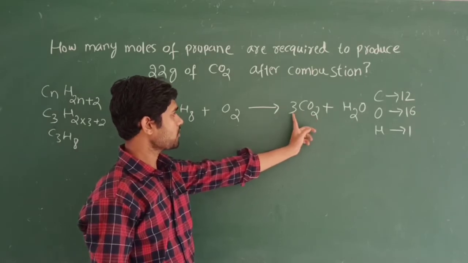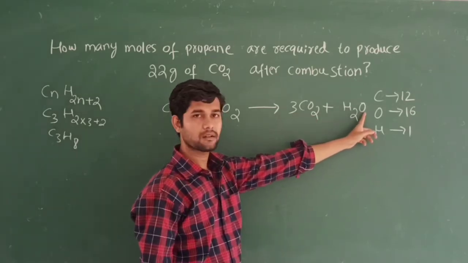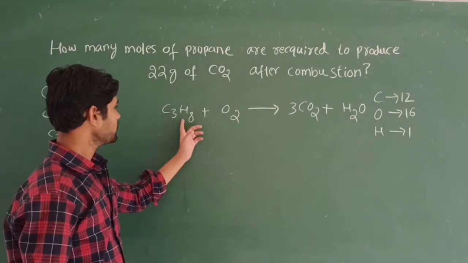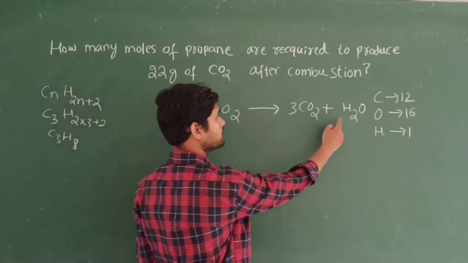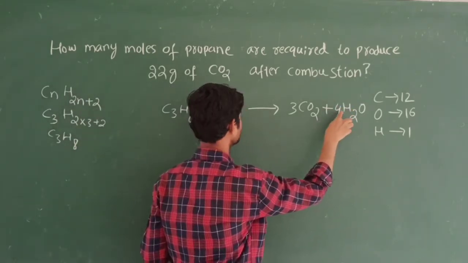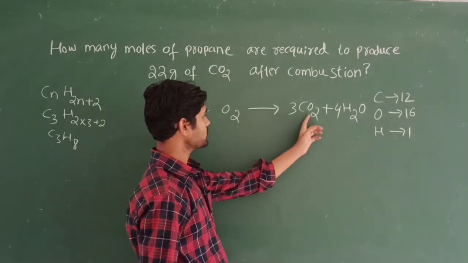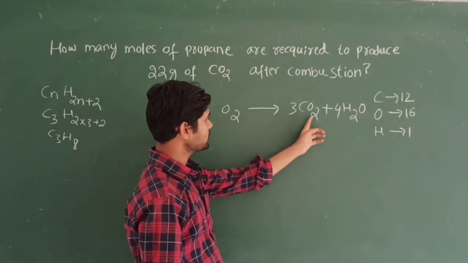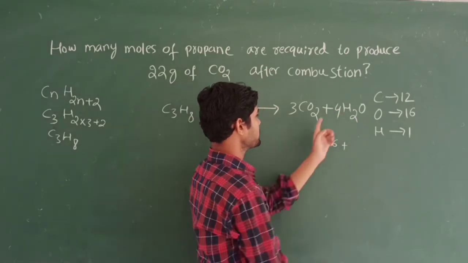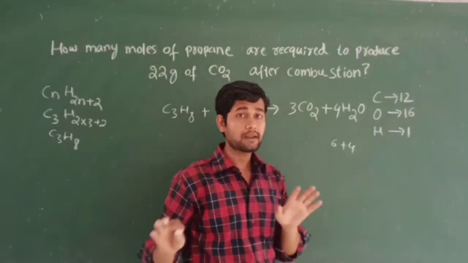3 to the 6 oxygen. And here total 7 oxygen, right? And here 8 hydrogen will be there. Here only 2 hydrogen will be there. So I am going to multiply with 4 hydrogen, right? So 4 to the 8 hydrogen. And here oxygen, so oxygen becomes 3 to the 6. 3 to the 6 oxygen plus 4 oxygen, then it becomes 10 oxygen.